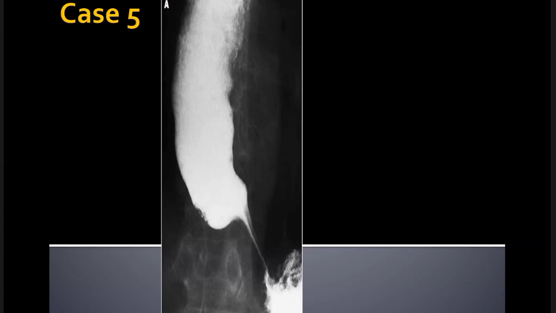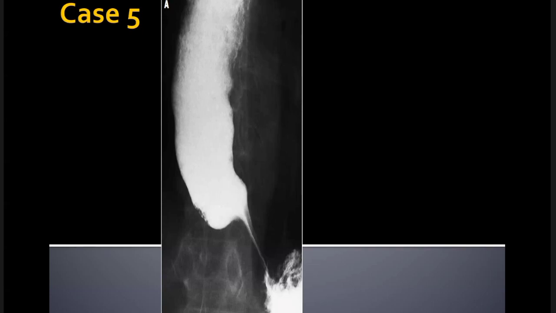Yes, ma'am. If we are able to find any alternative cause, I mean, if we do not find any cause in the barium study, then we will label it as idiopathic or primary achalasia.